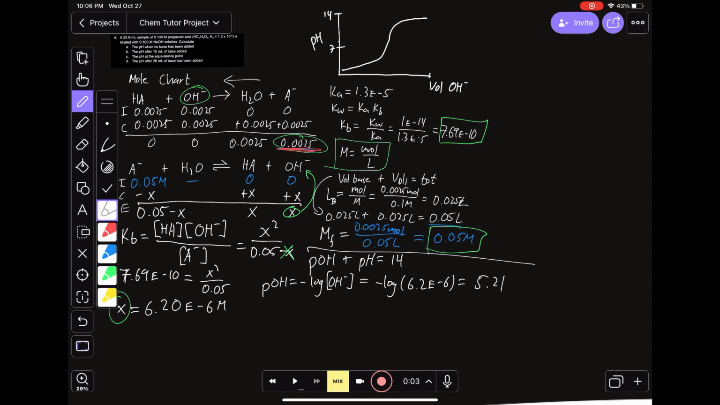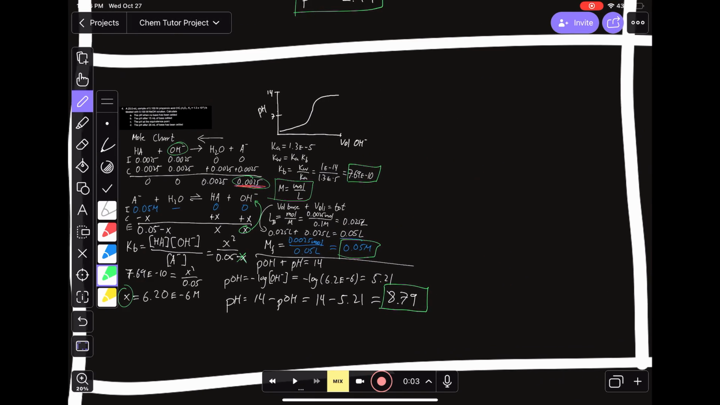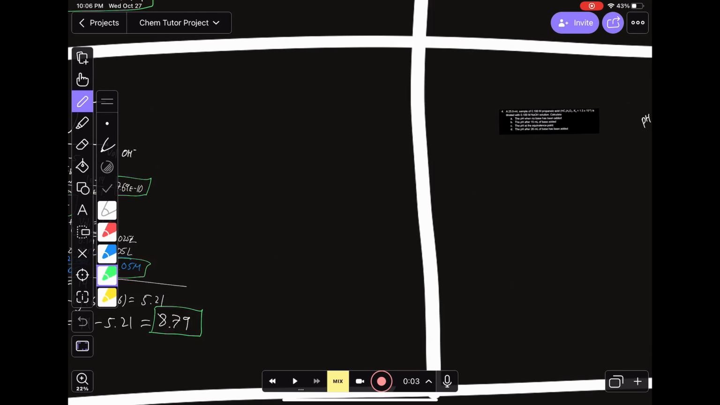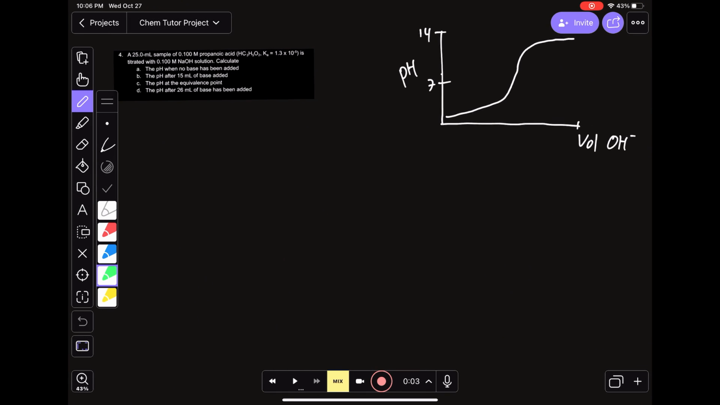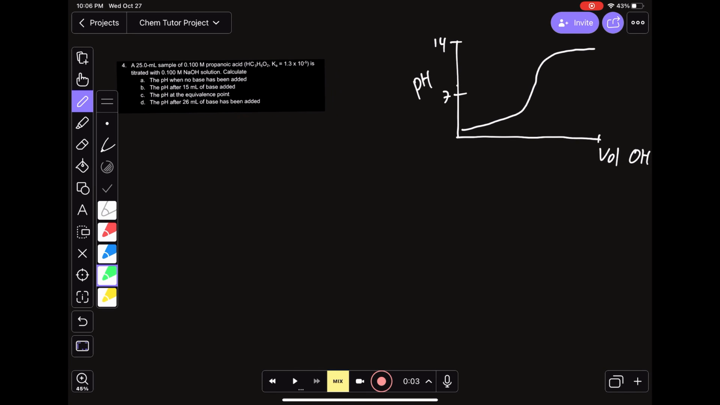Almost done. pH is equal to 14 minus pOH, which is equal to 14 minus 5.21, which gets our pH of 8.79. We're definitely getting more and more basic. Good. This answer looks right. And lastly, part D. Part D is we're calculating the pH after 0.26 mils have been added.